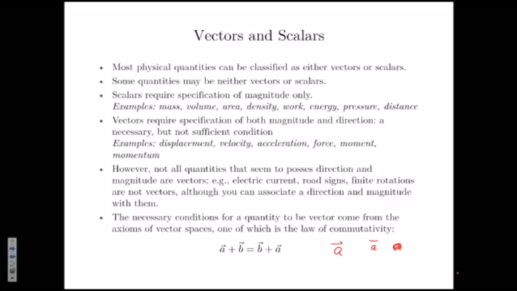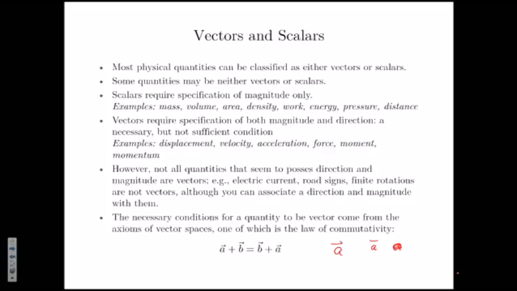But it turns out that there are quantities that actually don't satisfy this property. Now, the quantities that don't satisfy this property, even if they have direction and magnitude, will not be called vectors. And that's the take-home point. So quantities that can be called vectors should satisfy this law. And this provides the necessary condition for a quantity to be a vector. Apart from having direction and magnitude, they should satisfy 8 axioms, one of which is this one.